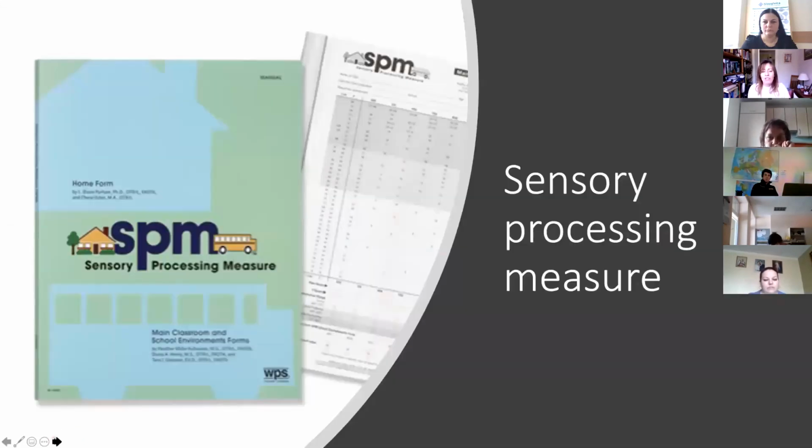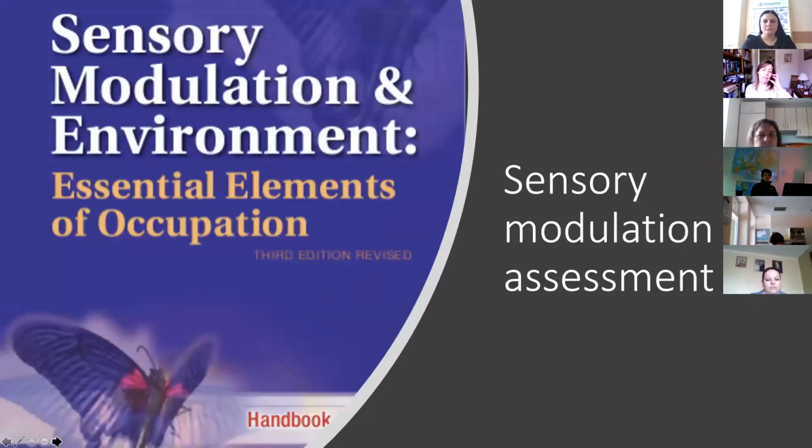Another assessment which is of use if your children are going to school is the sensory processing measure. And again, this particular assessment looks at how sensory processing impacts on the child's schooling ability. And this other assessment, the sensory modulation assessment, again looks at how much stimulation somebody wants.